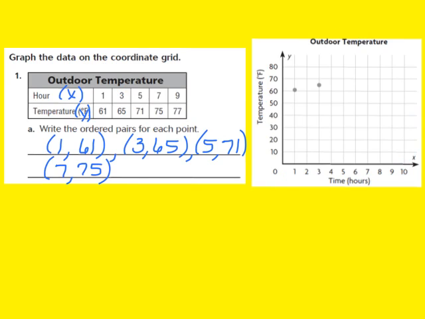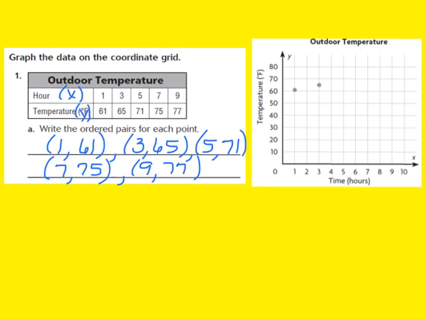Now I have one more set of data here, which is 9 hours, and at the 9th hour, it was 77 degrees Fahrenheit. So we're going to make that our last set of ordered pairs. So at the 9th hour, our x-coordinate, it was 77 degrees Fahrenheit, which is our y-coordinate.